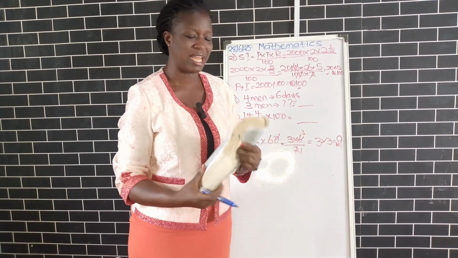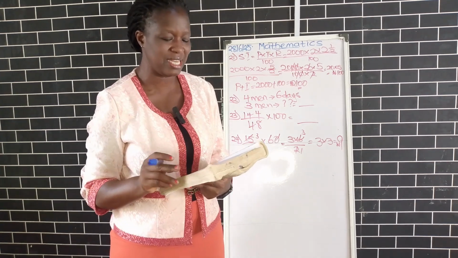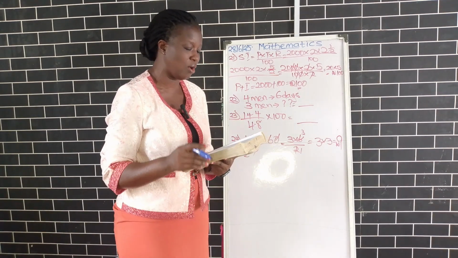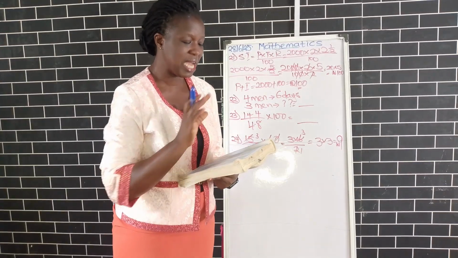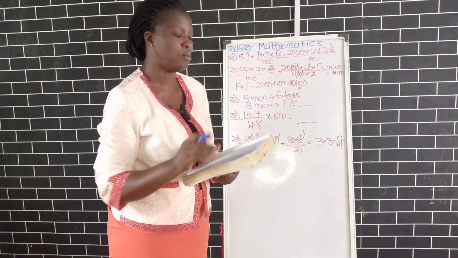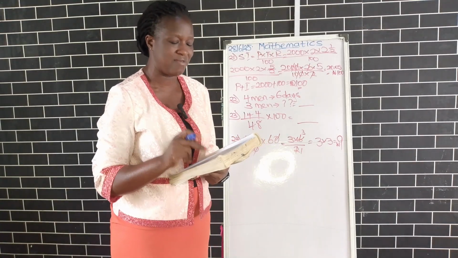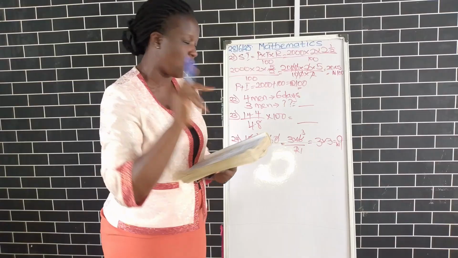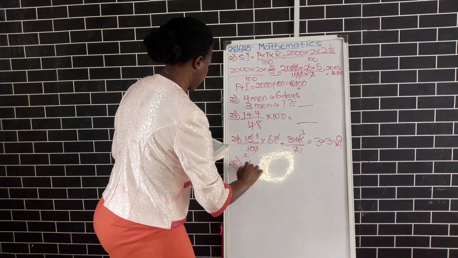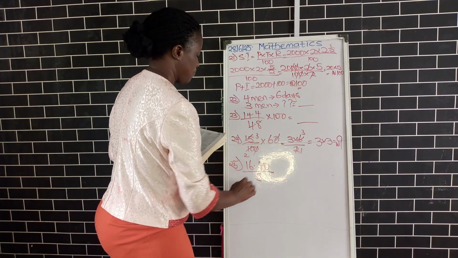So that brings us to the last question, which says if 5 meters of cloth cost 16 naira 40 kobo, what will be the cost of 8 meters of the same cloth? Now 5 meters of the cloth is 16 naira 40 kobo. The first thing to do is divide 16 naira 40 kobo by 5 to get how much a meter of cloth will cost. Question number 25, and that will be 16.40 divided by 5.